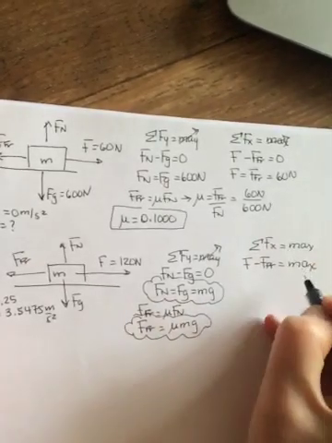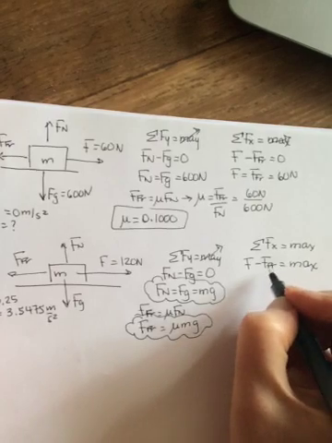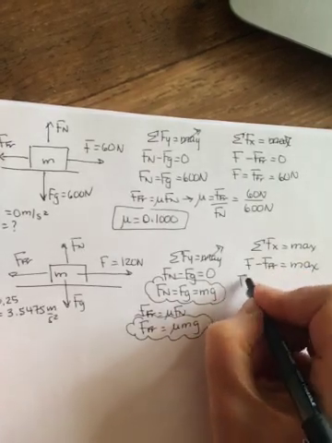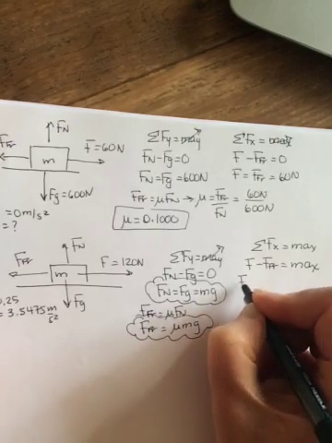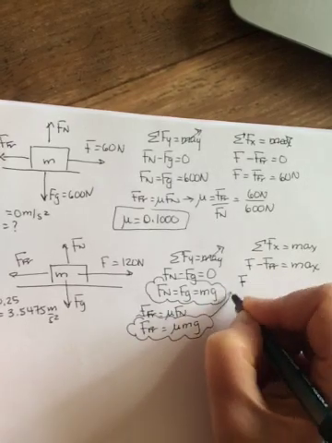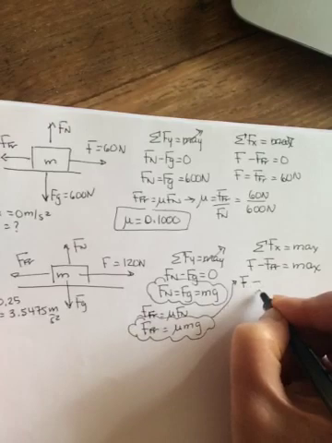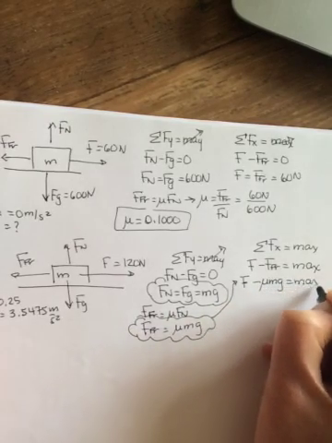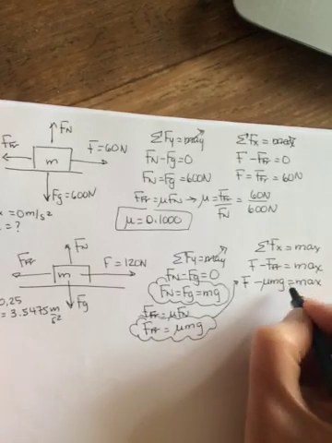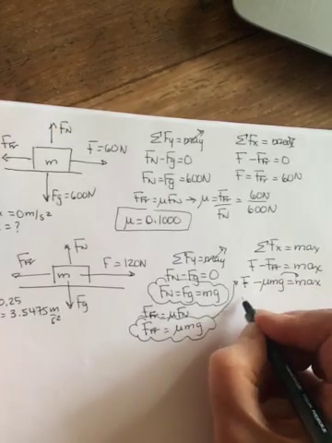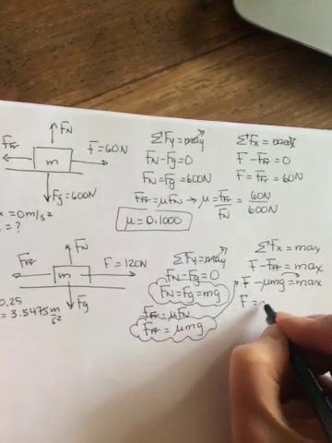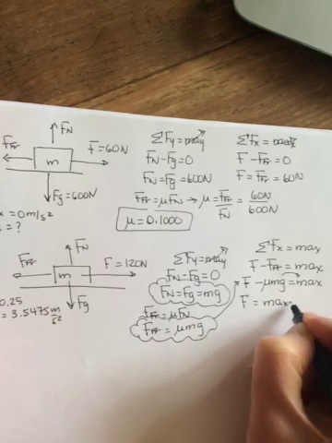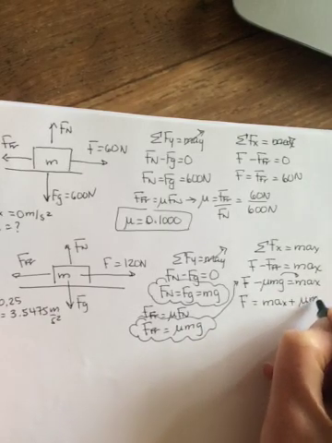But do not just divide by A here, because there's an M hidden inside this F_fr. So now we're going to sub for F_fr. This is really F minus mu m g equals m a_x. So you have two terms with m. Take this one over to the same side. So F equals m a_x plus mu m g.